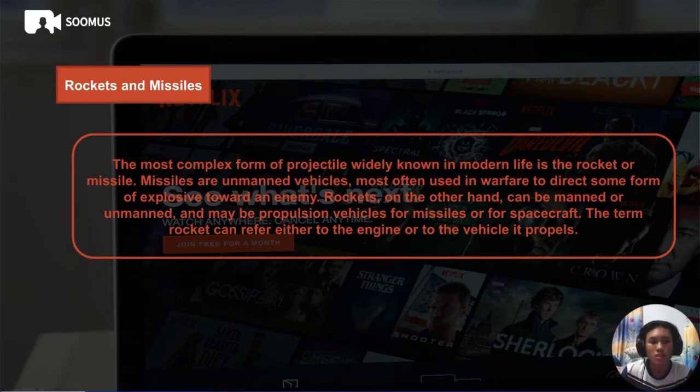When a projectile is launched, it has both vertical velocity and horizontal velocity.